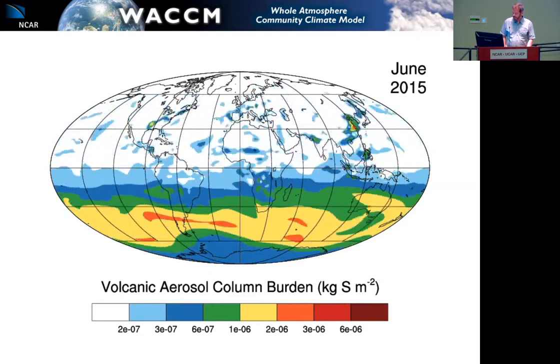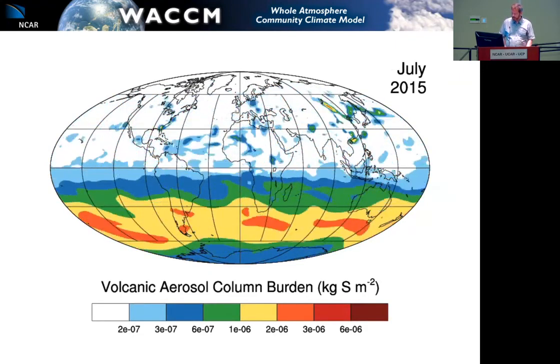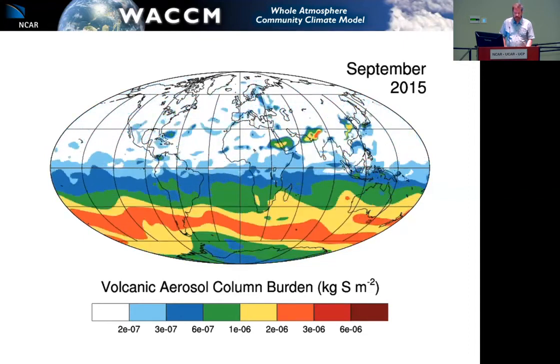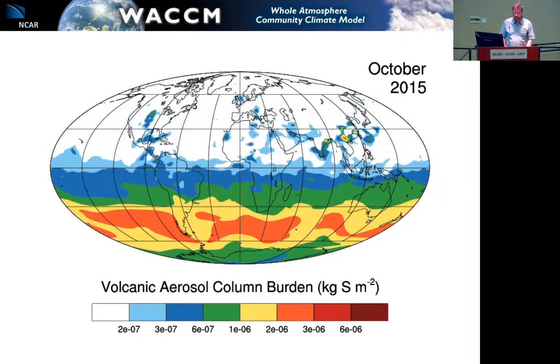And then this Calbuco eruption in 2015 in southern Chile led to what then became the record large ozone hole that year, which was recently exceeded because of another aerosol event of wildfires putting more aerosols from Australia.